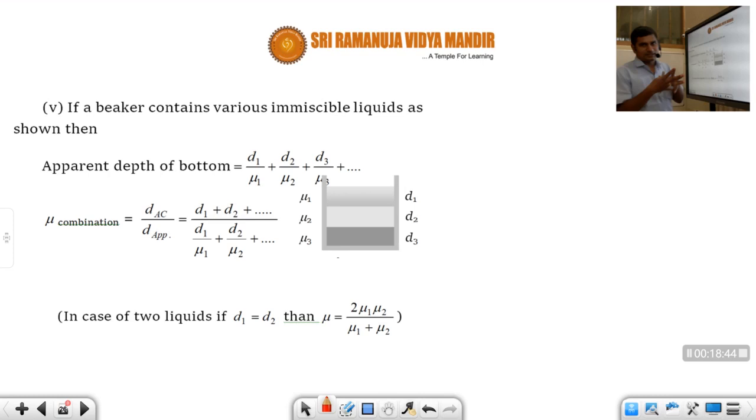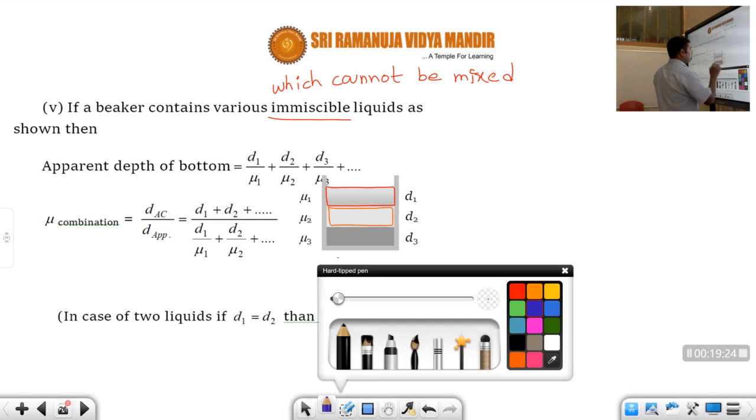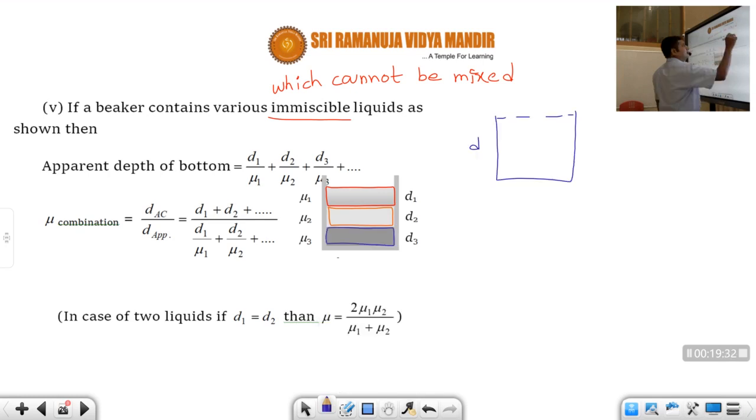So now when you place a number of liquids like this, okay, students, suppose here in the diagram you can see one liquid of depth D1, another liquid of depth D2, and another liquid of depth D3. If you have only one liquid of depth D, and an object is here, at what height you will see, students? This is called real depth. You will see at here. This is called D dash. What is the relation? D dash is equal to D by mu.